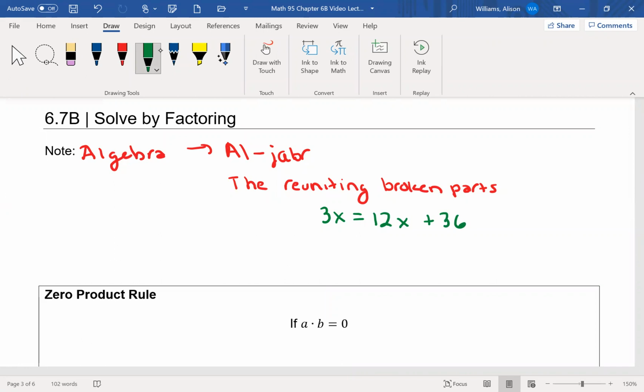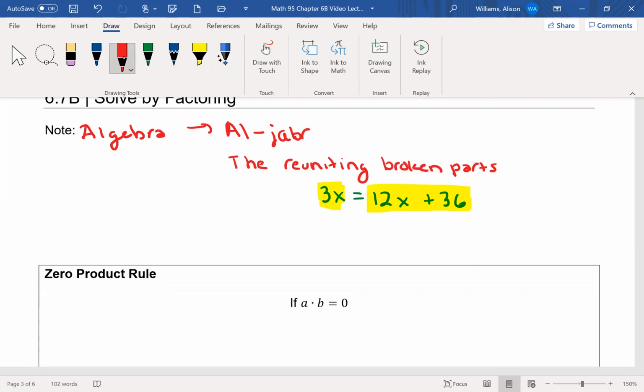I can now actually solve this and figure out what x is by bringing these two separate pieces together, this 3x, and then joining it with the 12x plus 36. We're able to do something useful with it: solving. So algebra is all about solving, and what we do always gears us up to solve equations. So in this section, we're going to focus on using factoring to help us solve.